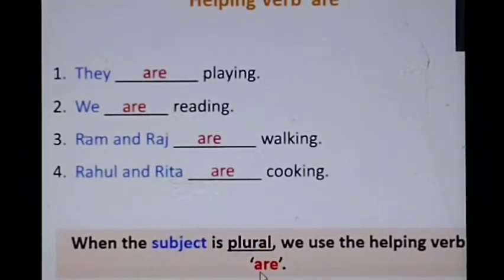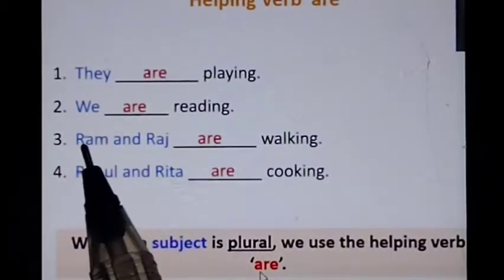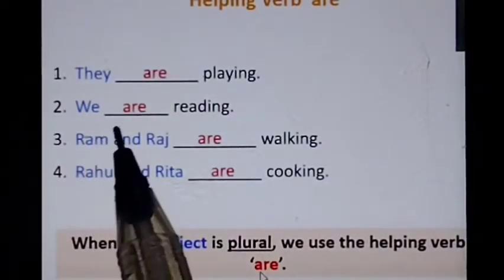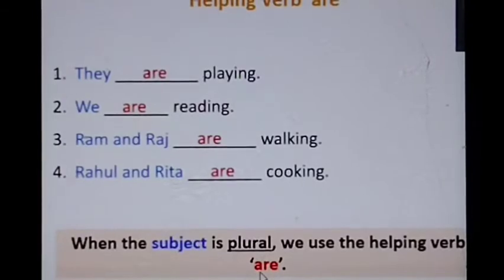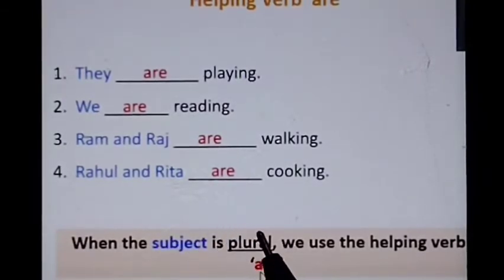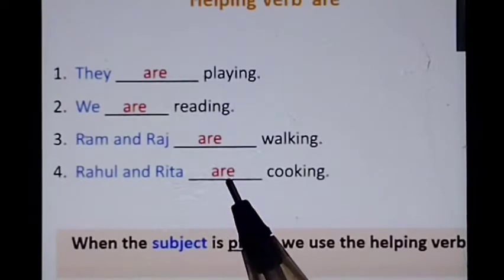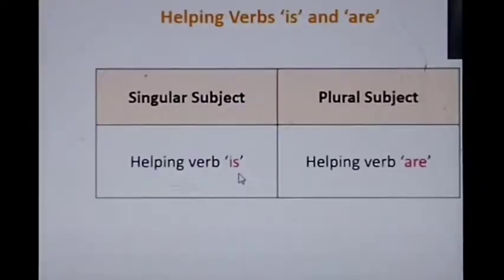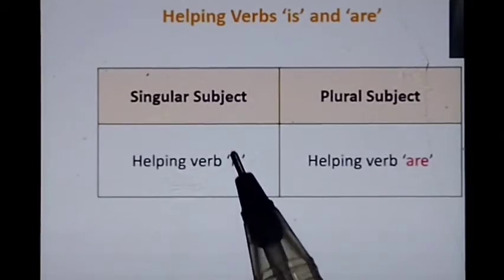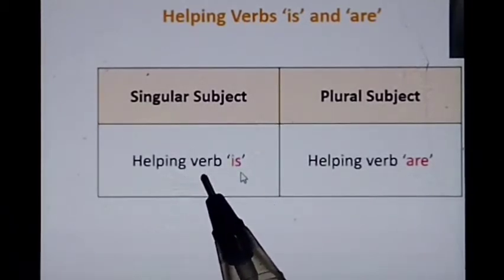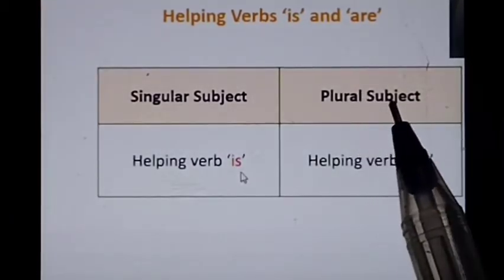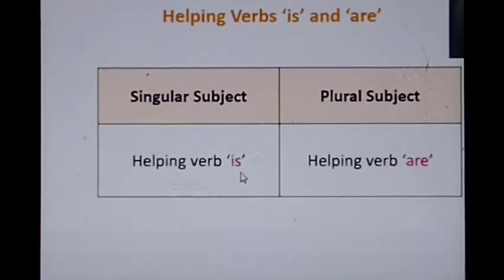When the subject is singular, we use the helping verb is. When the subject is plural, we use the helping verb are. Repeat again. When the subject is plural, we use the helping verb are. See this: singular subject, helping verb is. When it is a plural subject, helping verb are.